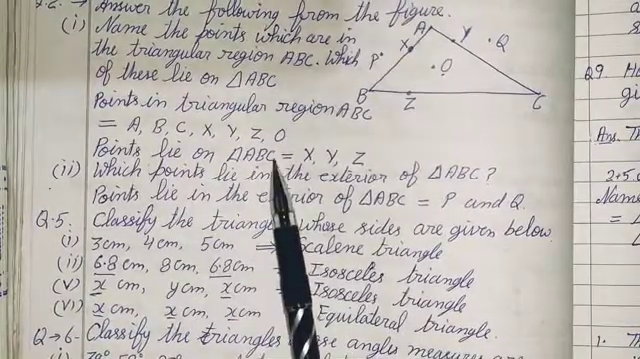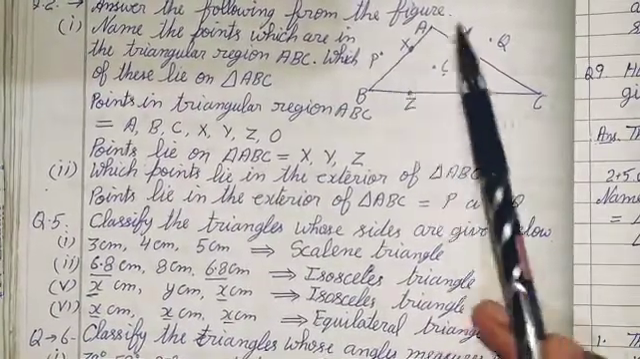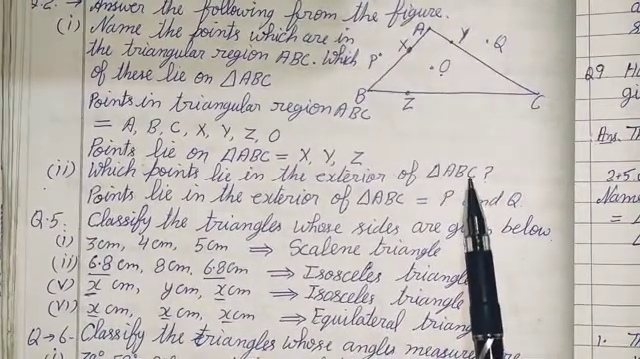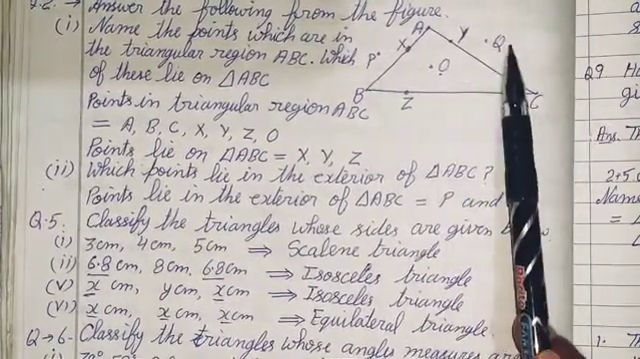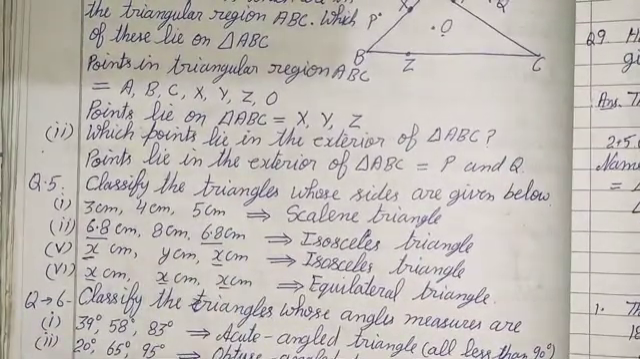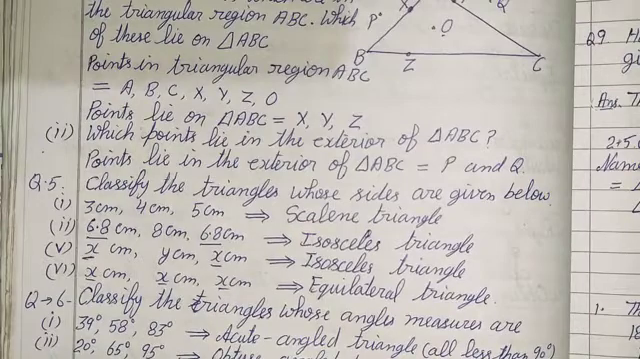Which points lie on triangle ABC? X, Y, Z are lying on the boundary of triangle ABC. Which points lie in the exterior of triangle ABC? In the exterior, the points are P and Q. Question number 5. The questions which have been left during the explanation, you have to do yourself.